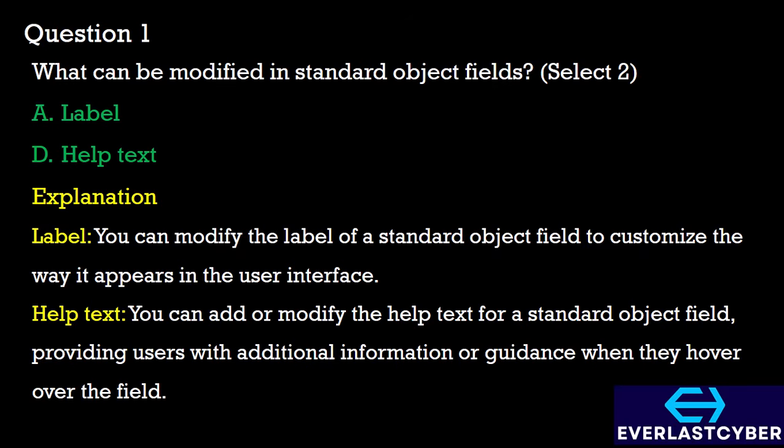For label, you can modify the label of a standard object's field to customize the way it appears in the user interface. And you can also modify the help text for a standard object field, providing users with additional information when they hover over the field.